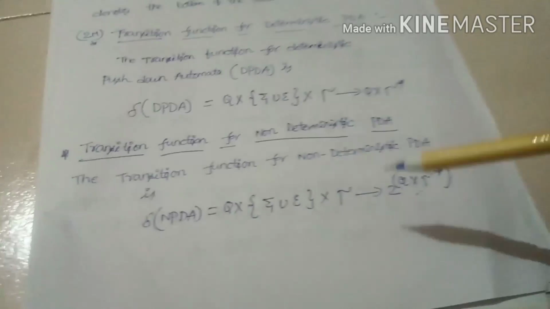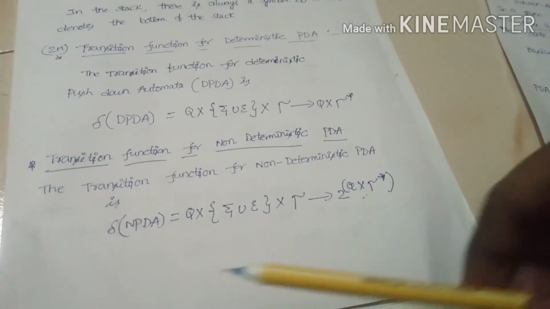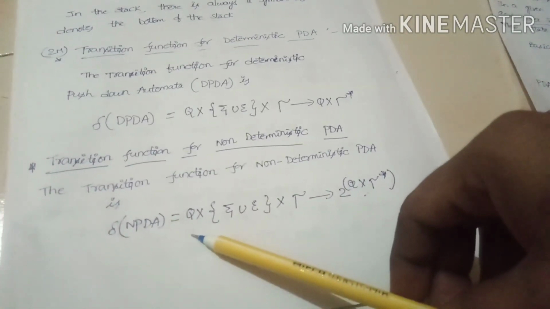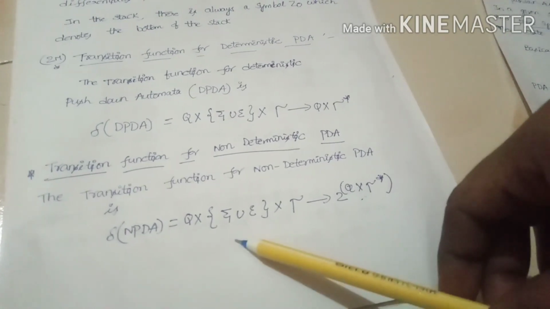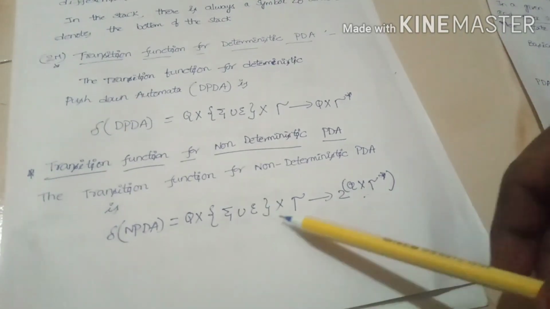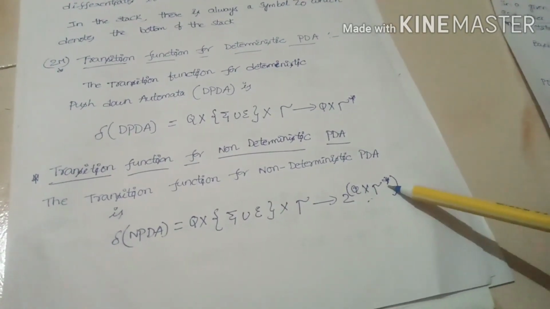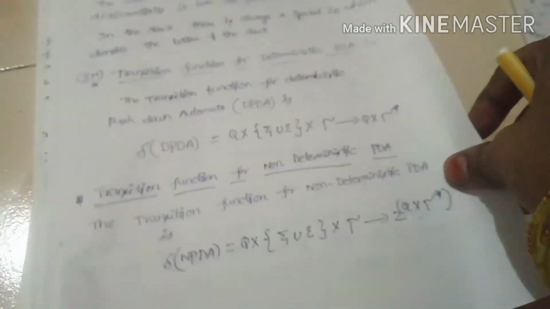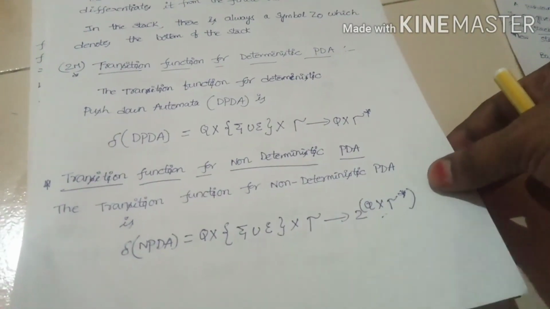Next, what is the transition function for non-deterministic PDA? The transition function for non-deterministic pushdown automata is delta of NPDA equal to Q into sigma union epsilon into tau tends to power set of Q into tau star. This is about the transition function for dPDA and NPDA.